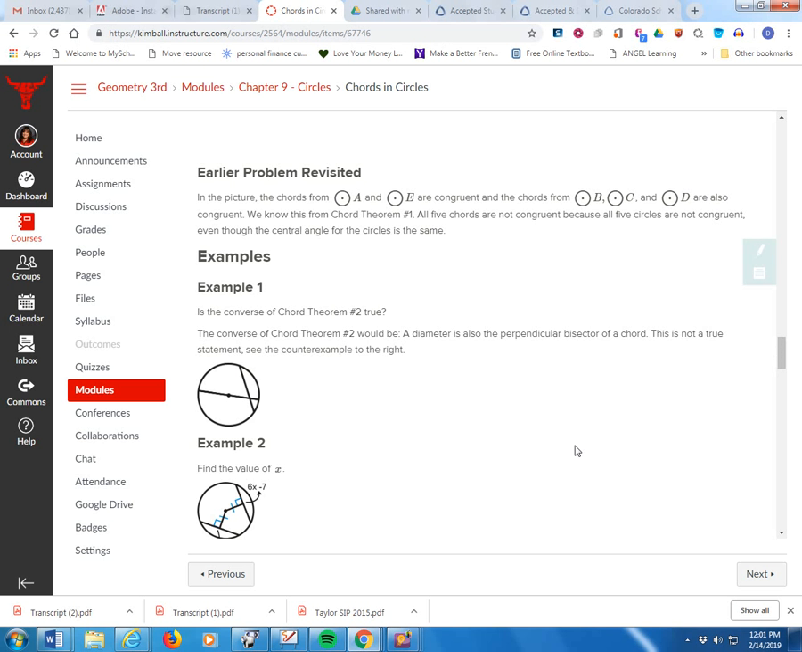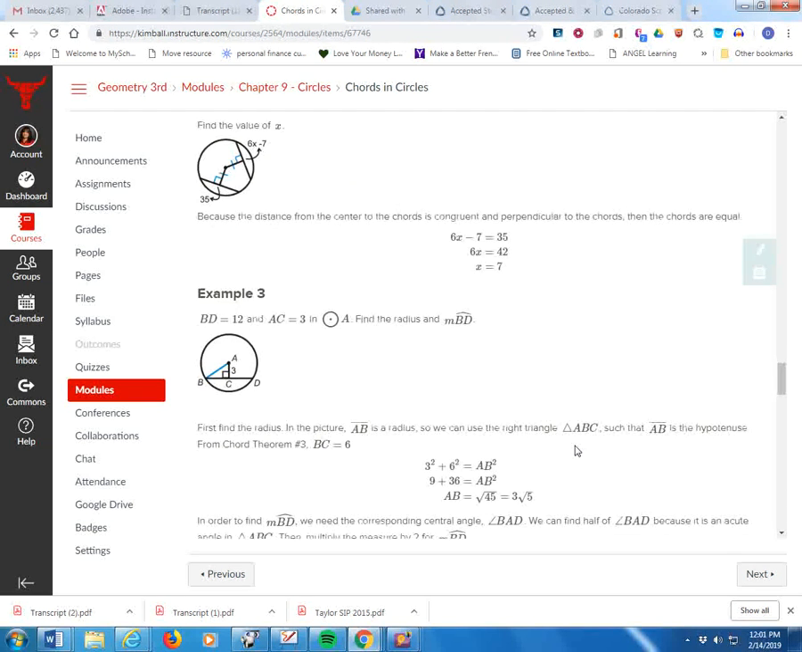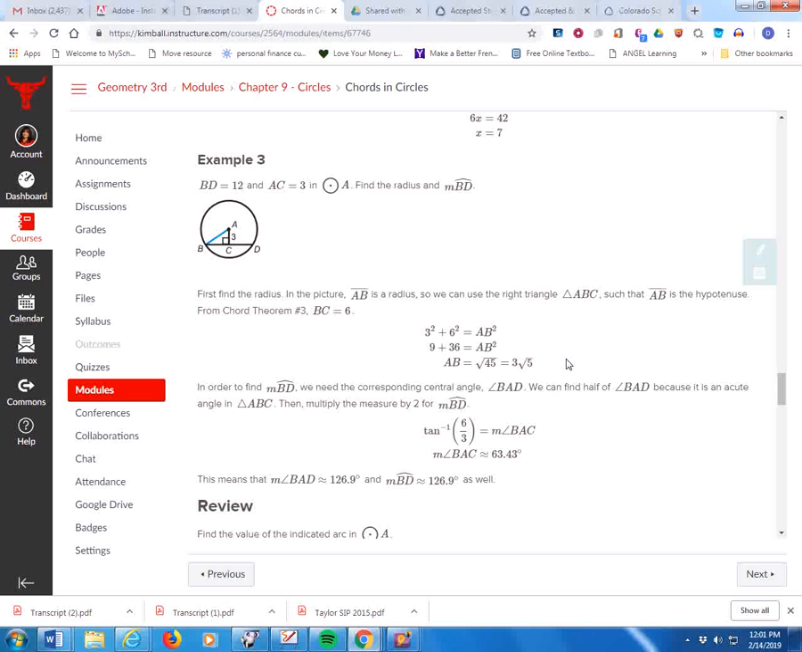Number 2, using what we know now about the fact that these 2 perpendicular distances to the chords are equal, tells us that those 2 chords are equal. So all we have to do is set 6x minus 7 equal to 35 and solve. We know the chord lengths are equal. So that's another way to use one of these theorems. And then example 3, I think I'm going to do that one.